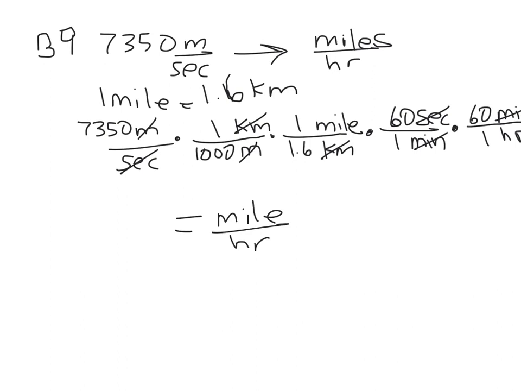When you multiply all the numbers in the numerator and divide by the denominator, the final answer is 16,537.5 miles per hour.